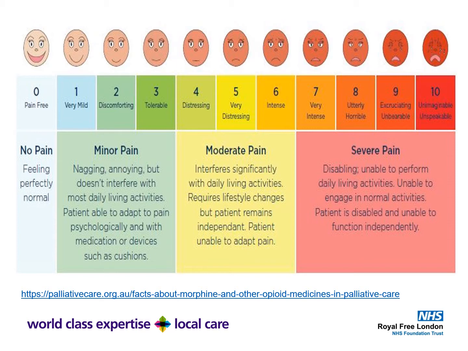So on a number rating scale, you can say to your patient, well, pain at 0 is pain-free, and 10 is unimaginable, unspeakable, and you can pick your descriptive term. But you can see that when you categorize it into no, minor, moderate, and severe, so examples of, obviously, no pain, the patient describes feeling perfectly normal. Minor pain might be nagging, irritation, annoying, but it doesn't interfere with most daily living activities.